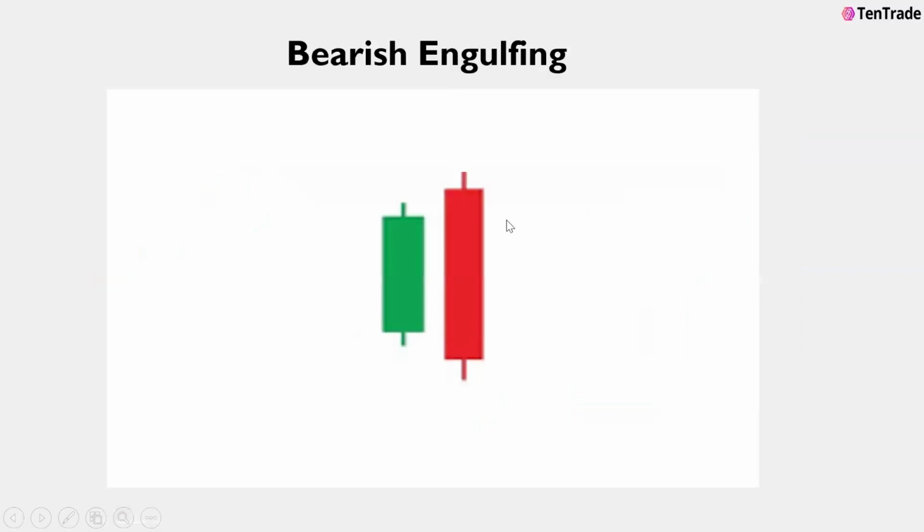Now, the brother to this is called the bearish engulfing. With bearish engulfing, we want to see it on an area of resistance. At a resistance zone, that's where we want to see the market print bearish engulfing. With bearish engulfing, we expect the market to drop.